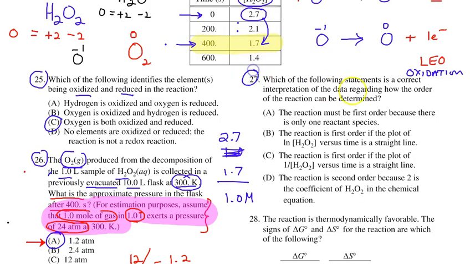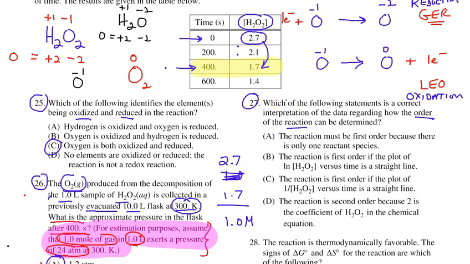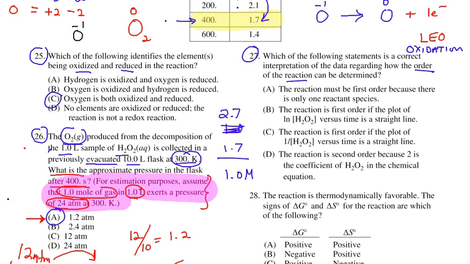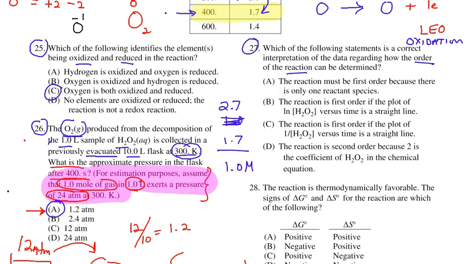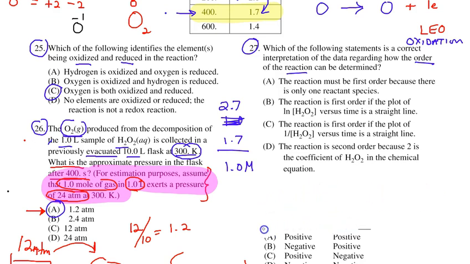Number 27: which of the following statements is a correct interpretation of the data regarding how the order of the reaction can be determined? Since I do not have data that tells me how the rate changed if I change the initial concentrations, all I have is a plot of time and how much my initial concentration changes, I have to realize that I'm dealing with either first or second order. That's all I have in this course to deal with. Now, how do I deal with that? Well, very simply, you need to recognize your 2 formulas, which are given to you in your reference table.